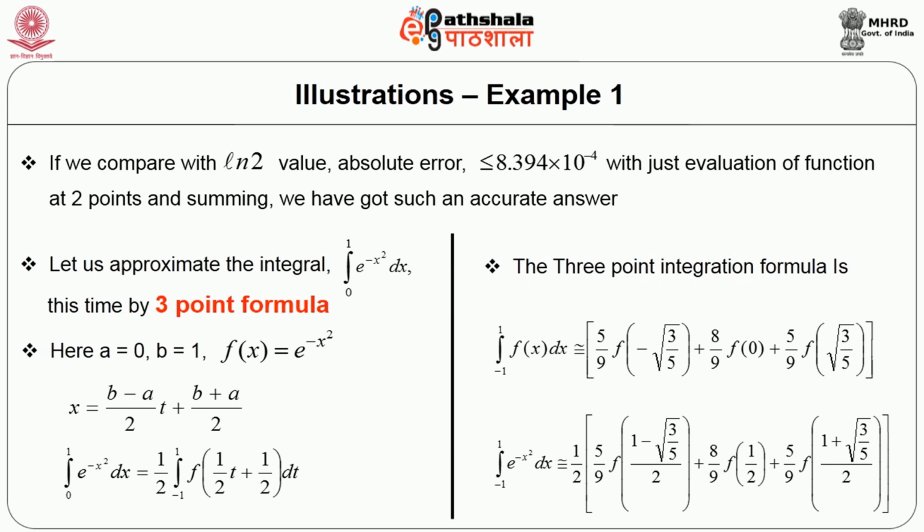Let us take another example of evaluating the integral from 0 to 1 of e raised to minus x square dx. We know that this forms a part of the error formula. Now, this time let us evaluate it by using the 3-point formula which we have derived. So, a is 0, b is 1, f(x) is e raised to minus x square. Again transform using the equation x is (b minus a) by 2 t plus (b plus a) by 2.